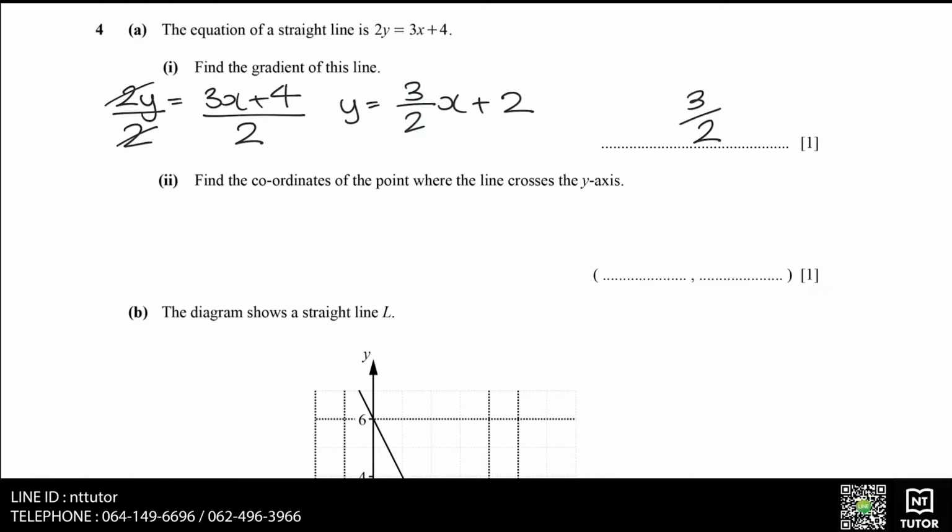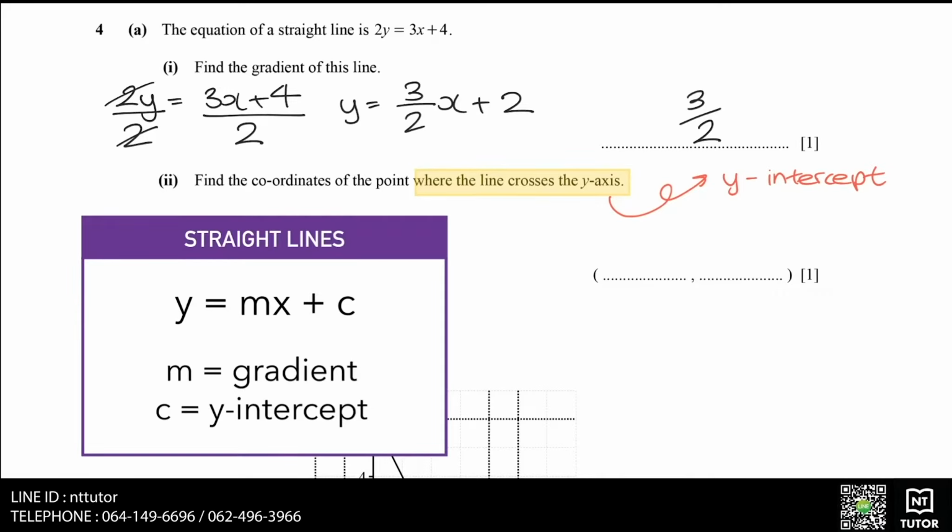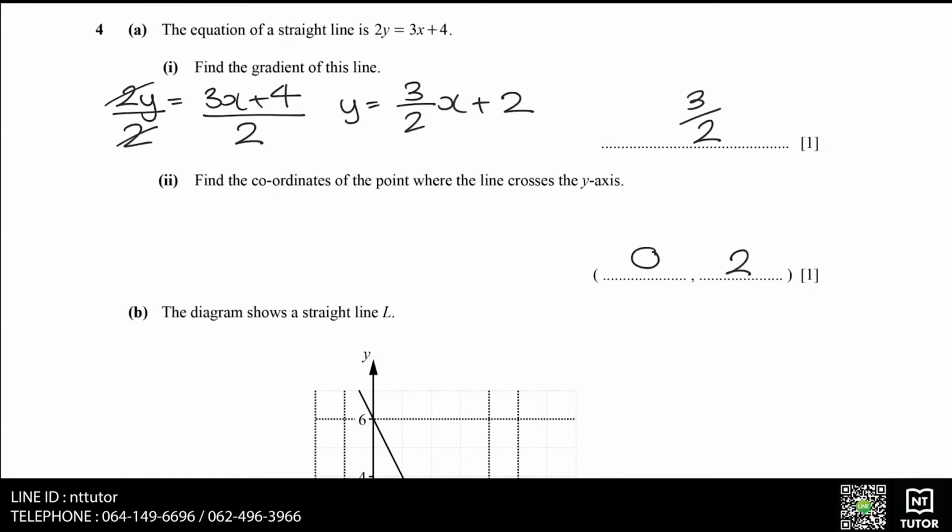B. Find the coordinates of the point where the line crosses the y-axis. Where the line crosses the y-axis is the y-intercept. And from the standard format of a straight line y equals mx plus c, c is the y-intercept. And from part 1, where we rearranged it into the standard format of a straight line, the c is the number at the back, so c is equal to 2. So the coordinates where it crosses the y-axis is 0, 2, and it's 0 for the x-coordinate because the y-axis is where x equals 0.